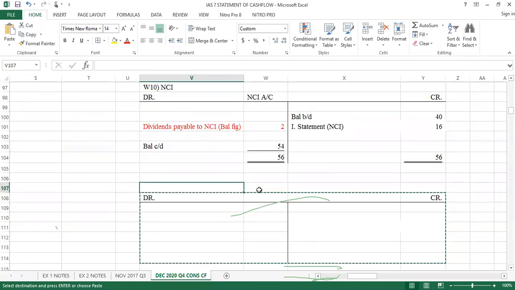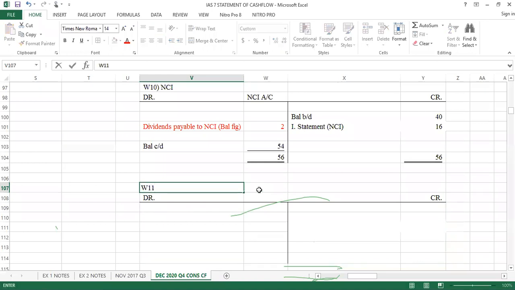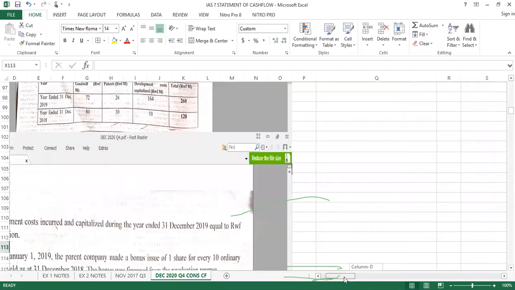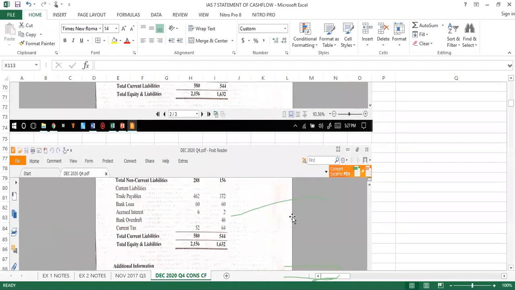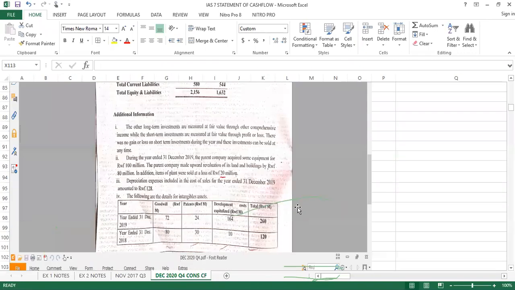Working 11. But why am I going when I've still not read? Now, is there any additional information so that we save time? Is there any additional information that told you something was acquired? Acquisition of investments. If there is any additional information on acquisition of investment, we start by posting those ones.